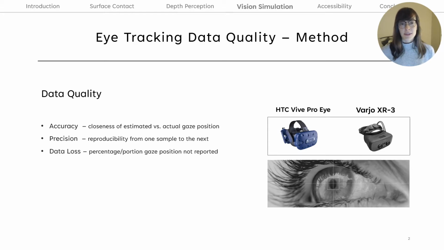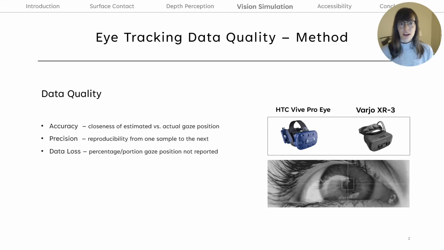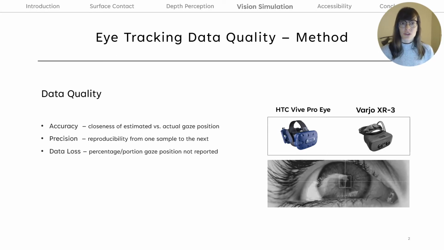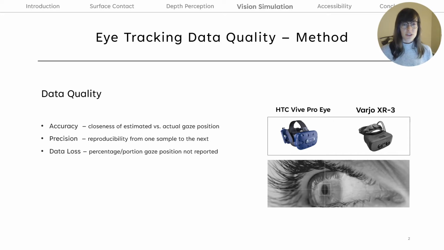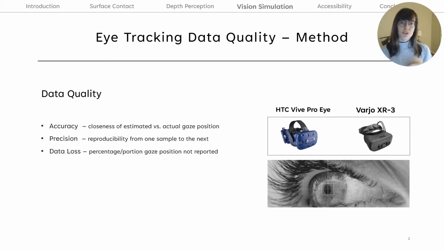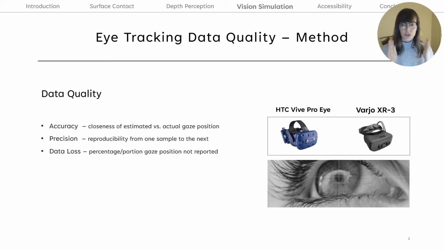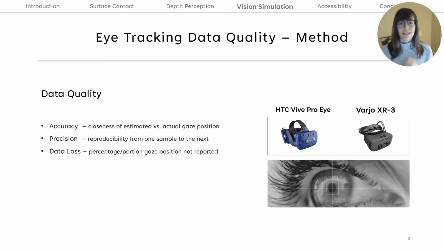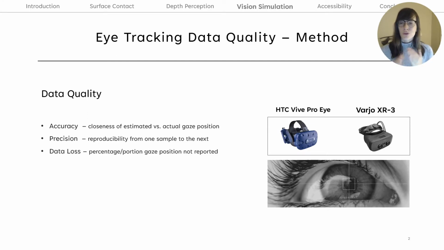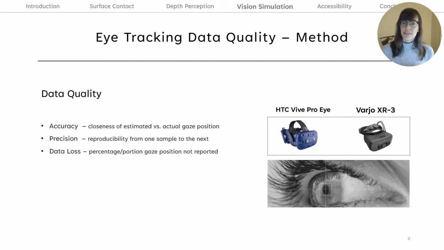In this assessment, I evaluated 3 of the most common measures of eye tracking data quality, which are accuracy, so how close is an estimated gaze position to the actual gaze position of a user; precision, which is the reproducibility of a gaze position from one sample to the next when gaze position is assumed stable; and 3, data loss, which refers to the percentage or portion of samples during which no gaze coordinate was reported by the system.